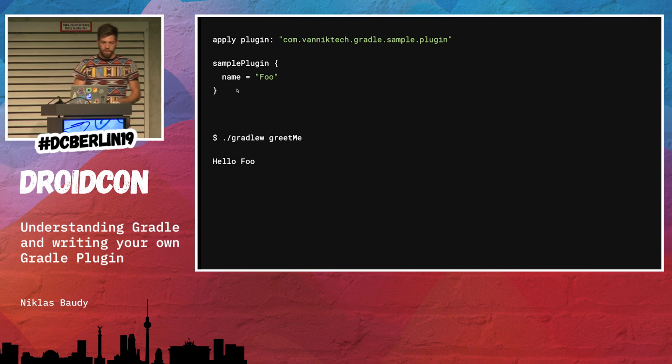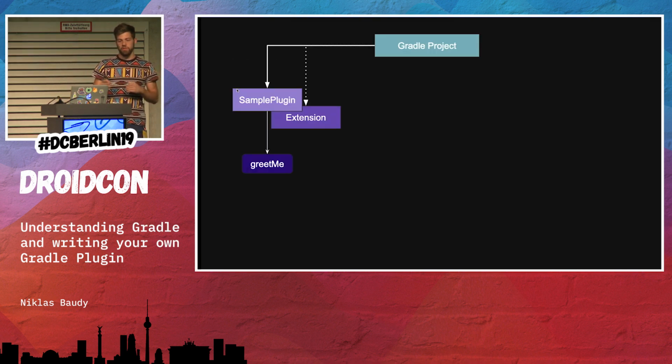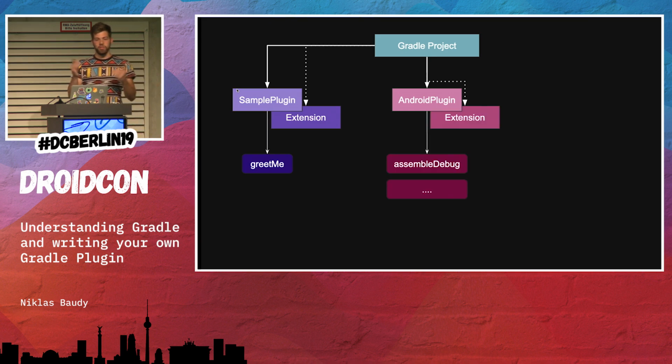So looking back at the graph, we also have this greetme task, but only having one plugin is kind of boring, so we also apply the Android plugin. The Android plugin is also doing its own extensions, and it's providing a bunch of tasks. And if you have a lot of plugins, or let's say a lot of modules, the number of tasks can increase. So the Android plugin is probably bringing like 500 tasks for each module.